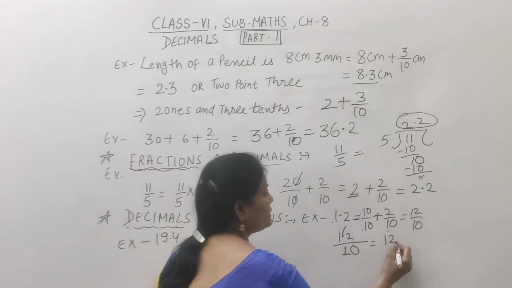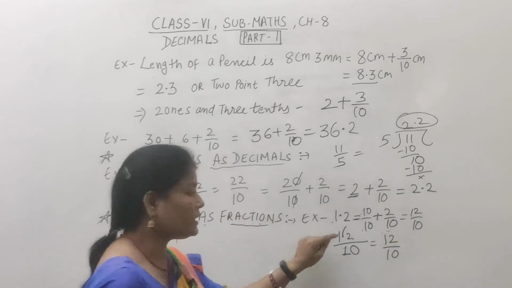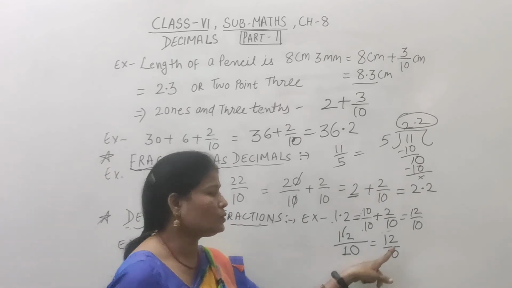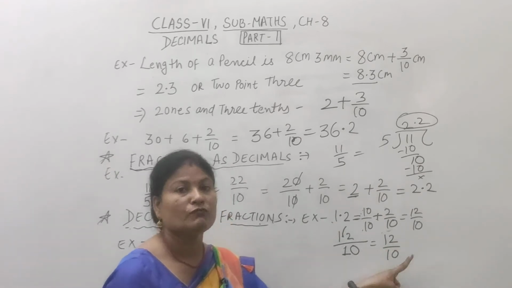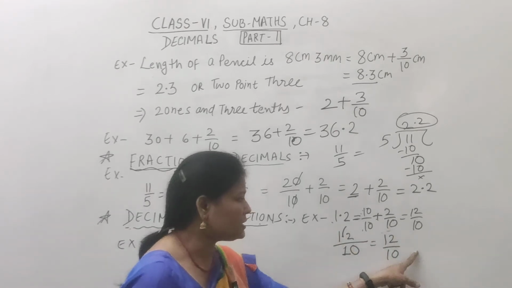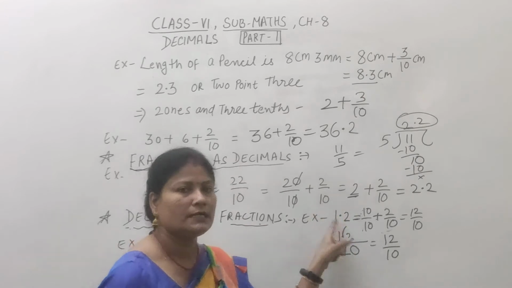So, I can write down here 12 upon 10, because the decimal is already removed and it is converted into upon 10. So, 12 upon 10 is my fraction. 1.2 is written as 12 upon 10 as a fraction, and 1.2 as a decimal.